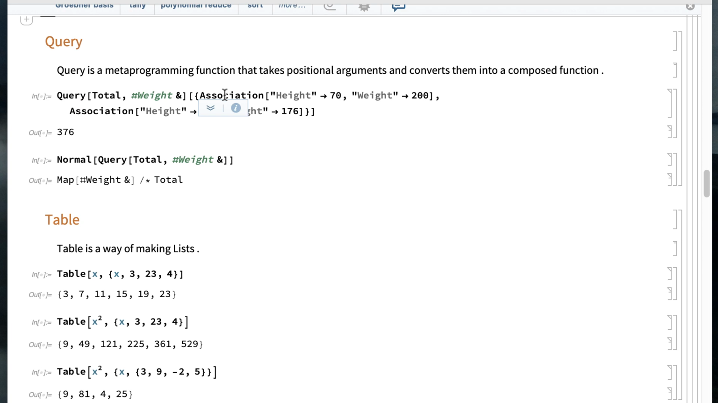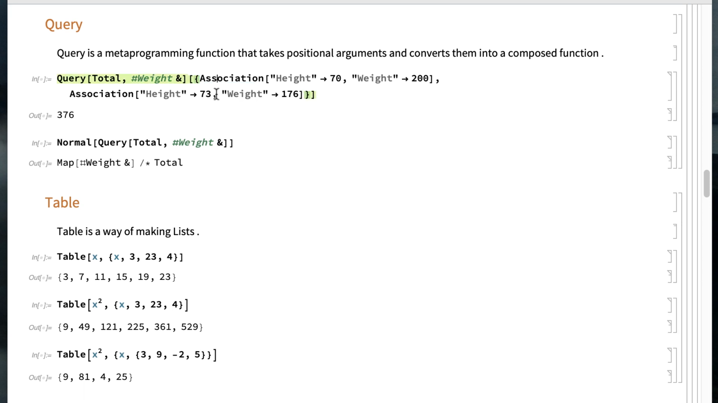We've got a list of associations here, don't we? We've got one association with height and weight and another association with height and weight. And what this is going to do is it's going to say get weight at basically the second level of this expression, so that's 200 and 176, and then total it. And in fact, you get 376.